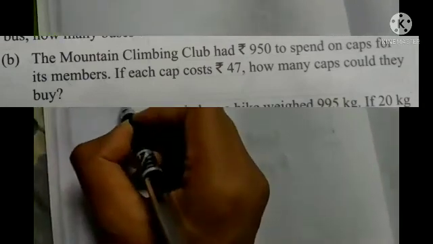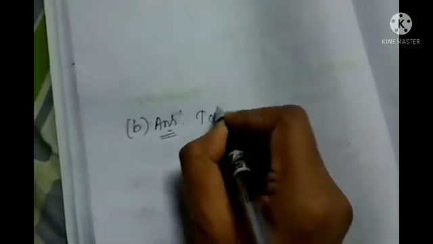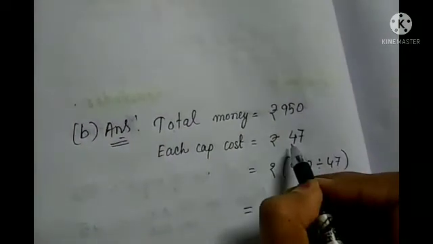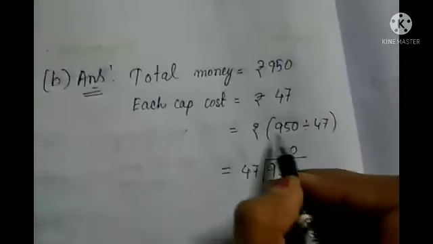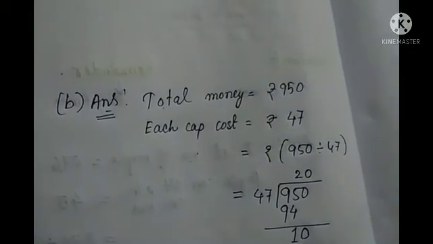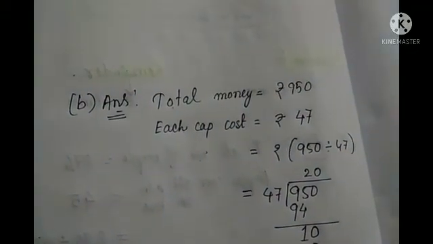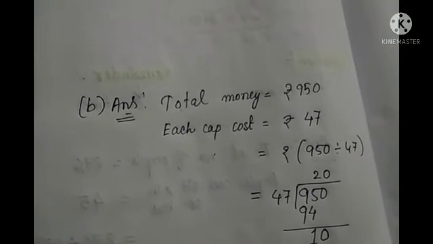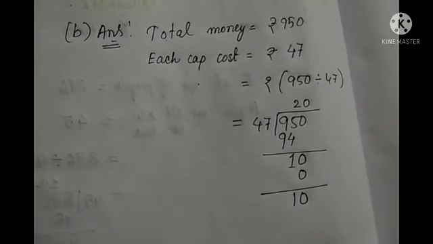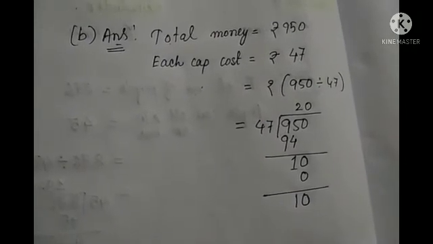So here I am giving you the solution. It is given that the total money they have is 950 and each cap costs rupees 47, right? You can use simple sentences to write this. So here we have to divide, because 47 is the cost of each cap. How many caps can we get from rupees 950? For that we have to divide. As you can see, I have divided here, 47 twos are 94, and then we get remainder 10.